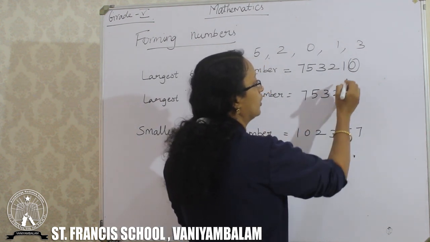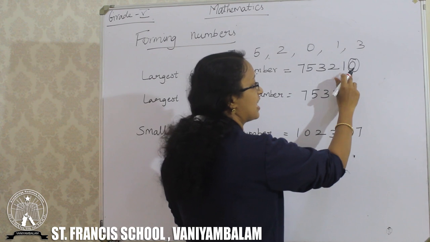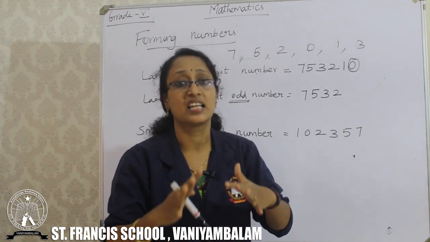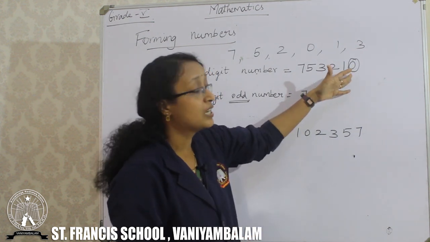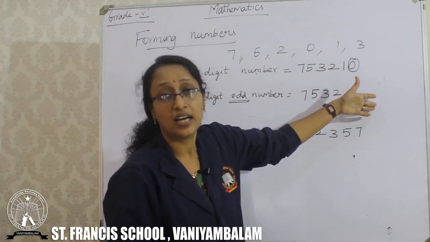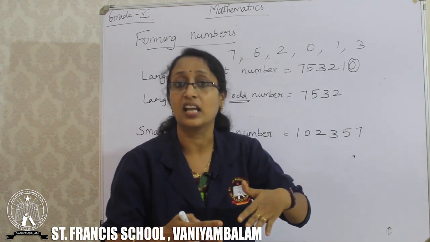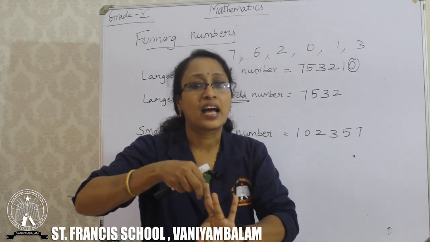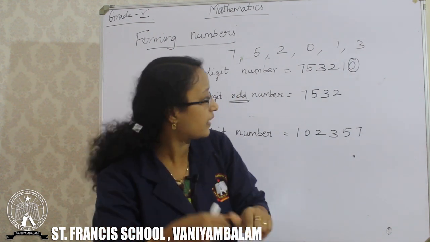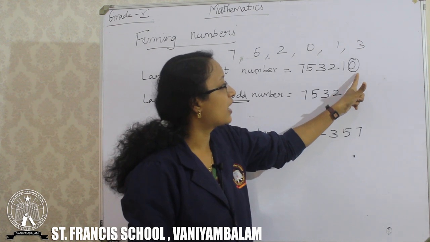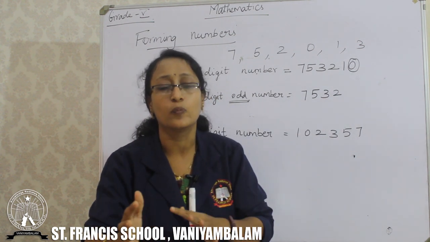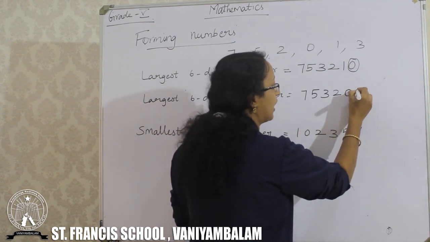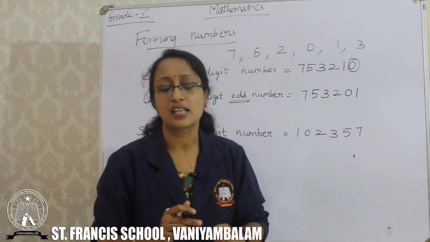So, 7, 5, 3, 2. First you check, this is an even number, right? You have 0 in the ones place, that is an even digit, but I need an odd number. In the ones place you should get an odd digit, that is either 1, 3, 5, 7 or 9. So just to check, you have 0 here, so what can you do with this 0 and 1? You can interchange the places of 0 and 1.